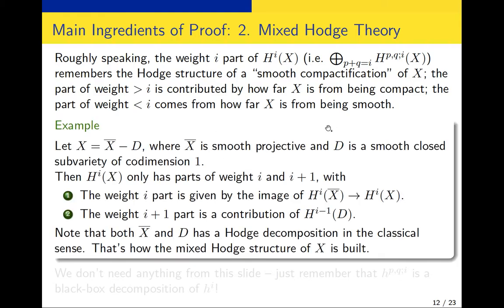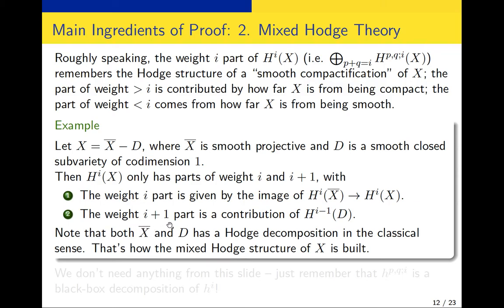So they basically remember certain data about the difference between X and a smooth projective version of X. As a toy model example to illustrate this, let's say X is X bar minus D, where X bar is smooth projective and D is a smooth divisor. Then H^i has only parts of weight i and i plus 1, and the weight i part records the smooth projective version of X, which is X bar.